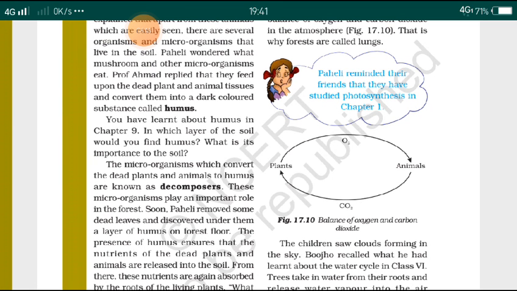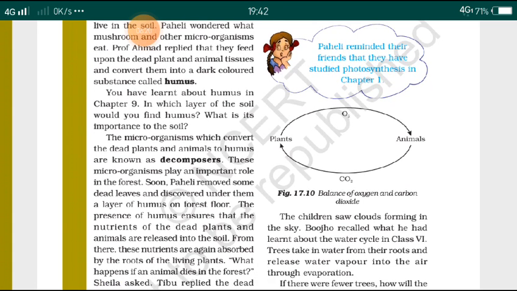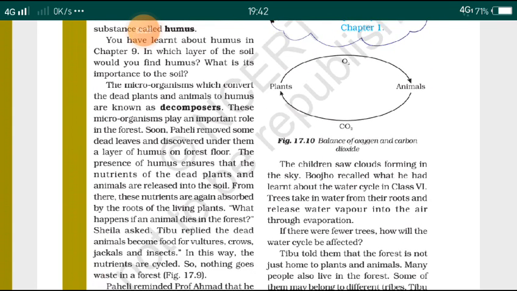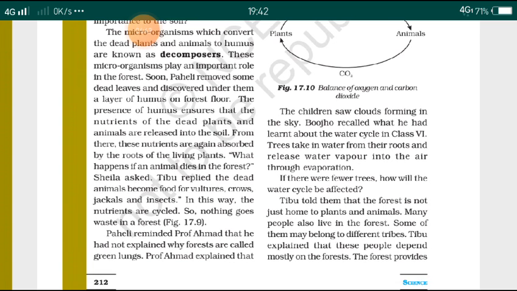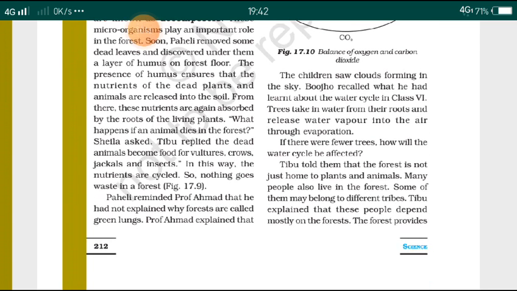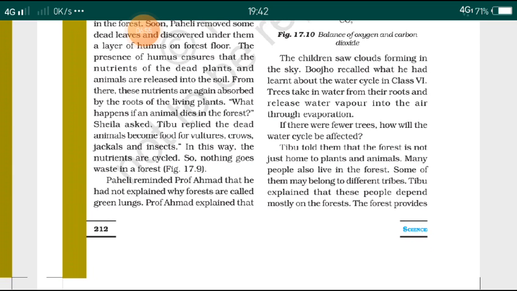Professor Ahmed showed that dead plants and animal tissue are converted into a dark colored substance called humus. The microorganisms which convert the dead plants and animals to humus are known as decomposers. These microorganisms play an important role in the forest. Soon, Paheli removed some dead leaves and discovered under them a layer of humus on the forest floor. The presence of humus ensures that the nutrients of the dead plants and animals are released into the soil.